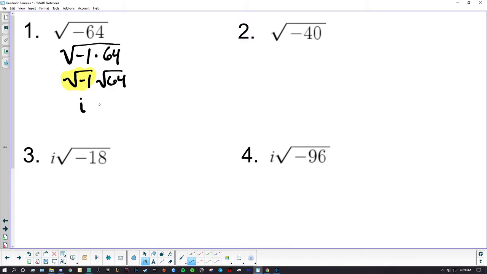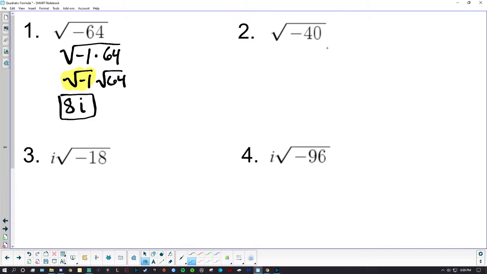Obviously, I said i is like a variable, so I wouldn't write i8. That doesn't really make sense. We always put the i at the end like it was a variable. So we get 8i. Okay, so the square root of -64 is 8i. 8 times the complex number i. So let's look at number 2.